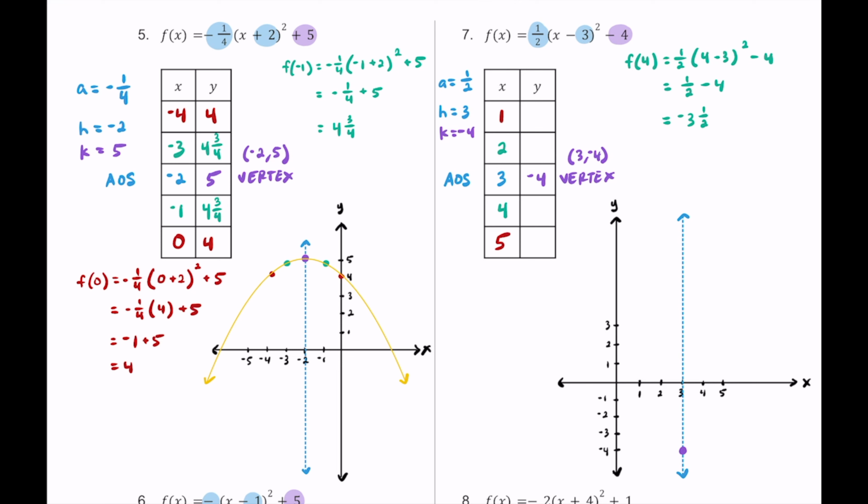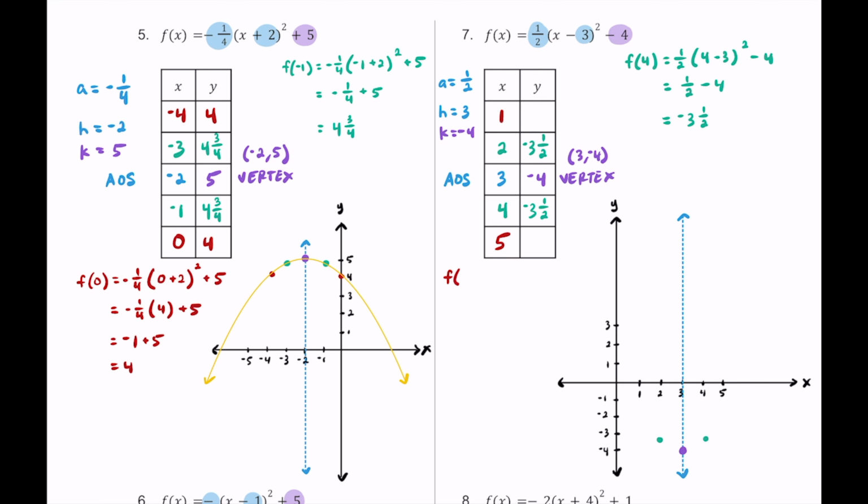So when x is 4, y is going to be negative 3 1/2, and when x is 2, y is also going to be negative 3 1/2. 2, negative 3 1/2 is right about here, and then this 4, negative 3 1/2 would be right about here to the other side of that AOS. Now, what about plugging in 5 versus 1? I'm going to go with 5 to keep things positive inside there.